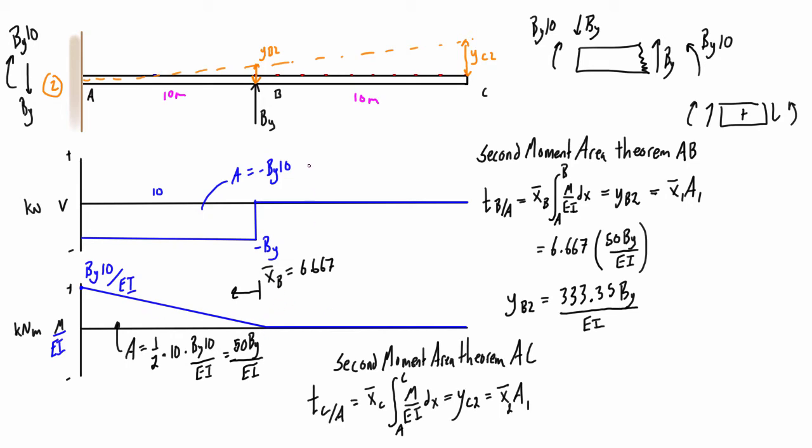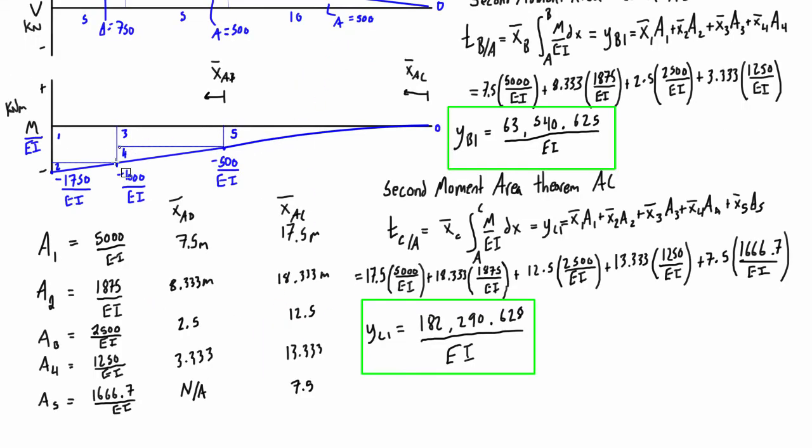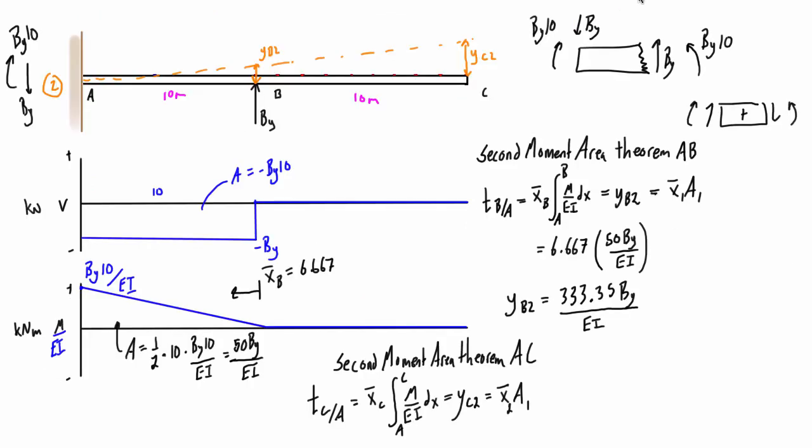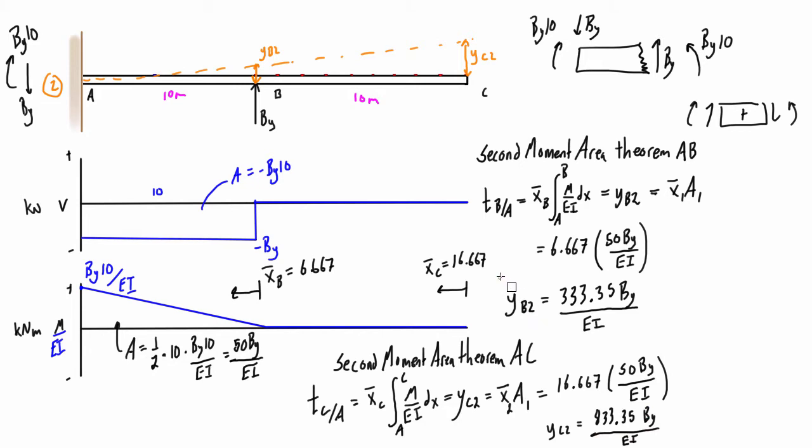If this was like in the previous video, where we had a whole bunch of little composite areas, then we would have to keep adding them up. But we've only got the one area in here. So this just reduces to 833 By over EI. Let's throw a box around these because we're going to be coming back to them. These are super important for us. And actually, we have yB2 and yC2.